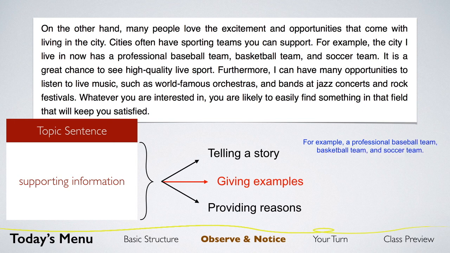For example, professional baseball team, basketball team, and soccer team. But this is not a complete sentence. There is no verb. When you use for example, make sure you use it with a verb. Another option is to use for example, as you can see here, with such as on the 5th line of this paragraph. All you need to do is use a comma instead of a period, and then give the examples. Pretty simple, isn't it?